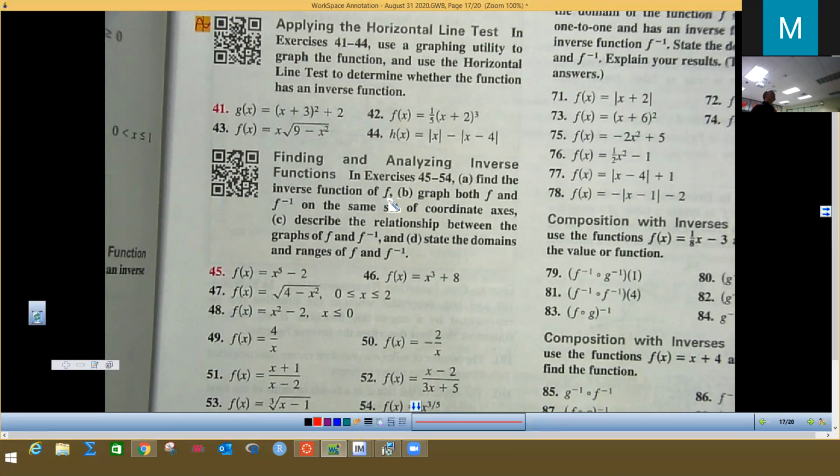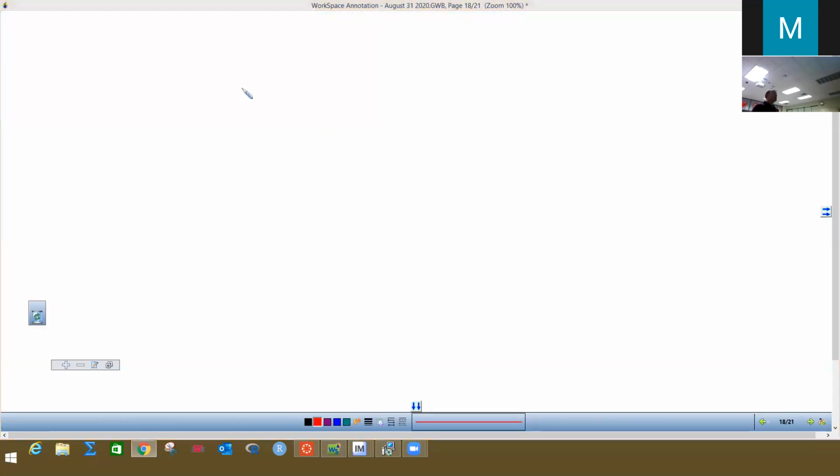It says down here, find the inverse of the function f, graph both f and the inverse on the same set of coordinates, and then describe the relationship between f and the inverse of f. State the domain and range of f and the inverse of f. So I am going to do number 46 for you right now. 46 says y equals x cubed plus 8. So it starts off f of x equals x cubed plus 8.